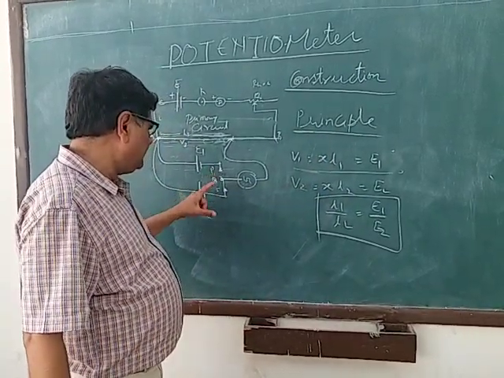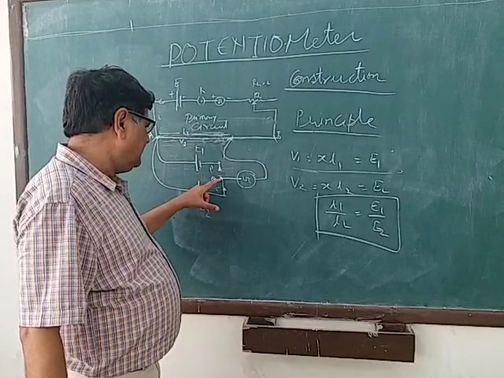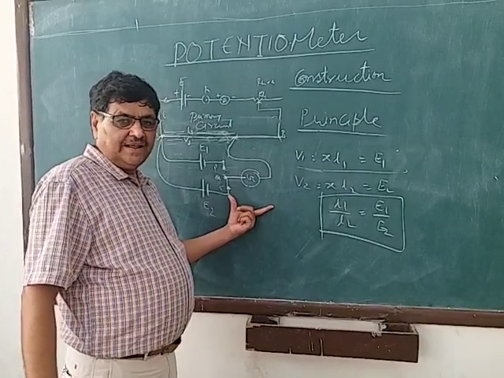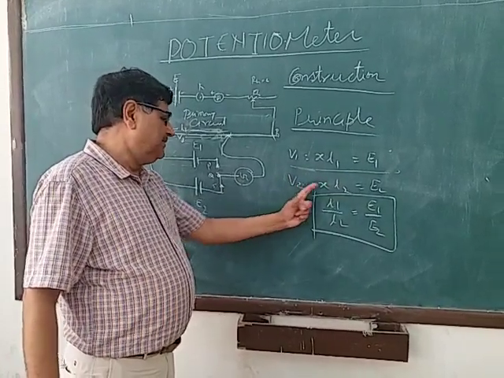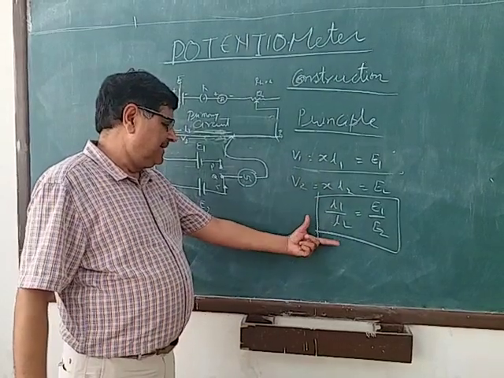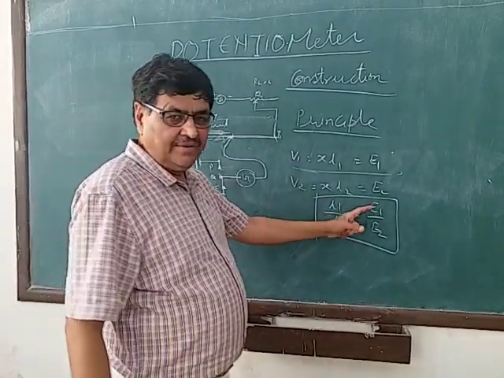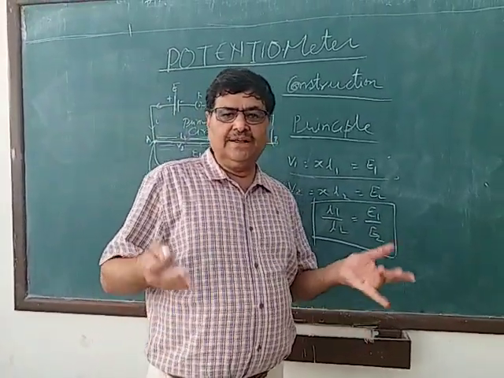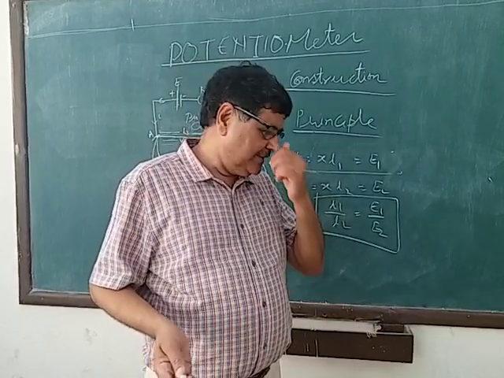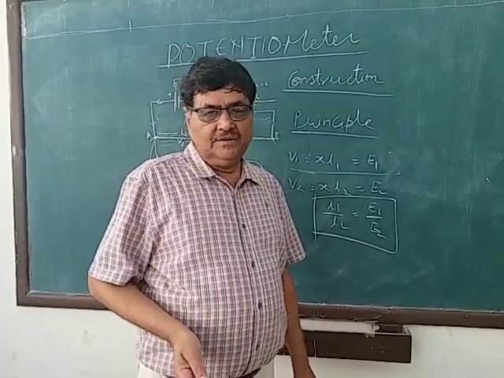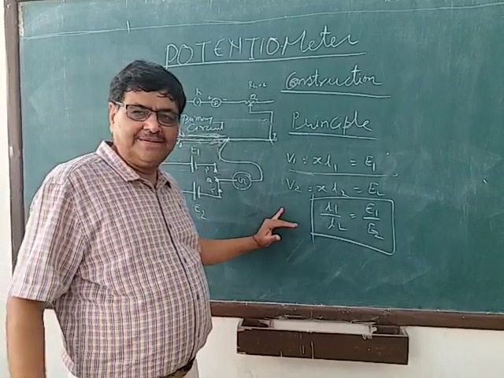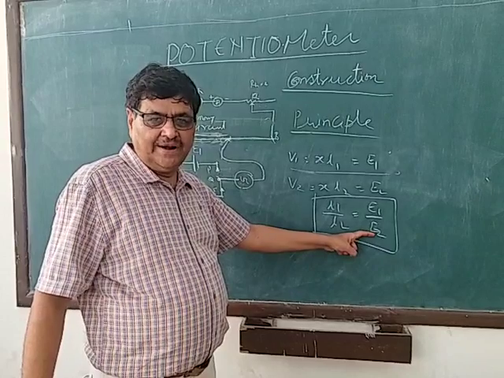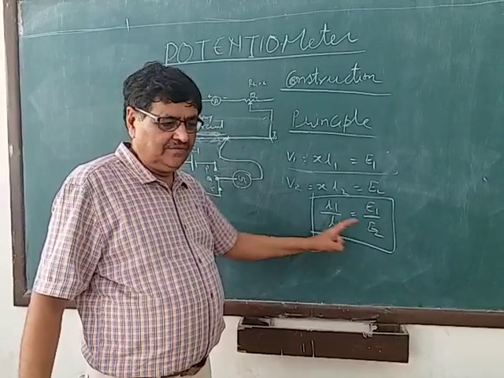Then we remove the key from PQ, and we put the key between Q and S. Again we find the balancing length with the help of the jockey. Let's say it is L2, so V2 is equal to X L2 is equal to E2, dividing this. Knowing L1 and L2, we can compare the EMF of two cells, E1 and E2. This question can be modified: find out the EMF of a cell using a potentiometer. In this case, the experiment will be the same. The only thing is that one of the two EMFs is already known to us, and the second EMF we can find.